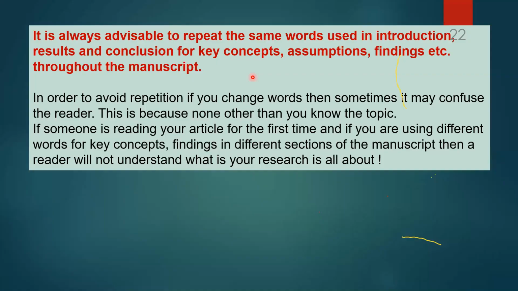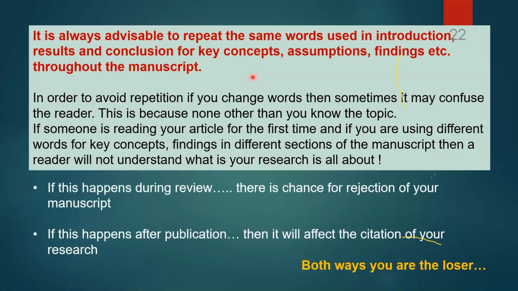Then, as I have told you, try to repeat the same words in the introduction, results, and conclusion. Don't change the words in different sections, or write one word in the figures and another word in the text. Don't do that. If you have made a lot of changes and are inconsistent in your writing, and it happens in the review, then your paper will be rejected. The reviewer goes through it and gets confused by the different words in your manuscript, so he may say it is not understandable and reject the paper.